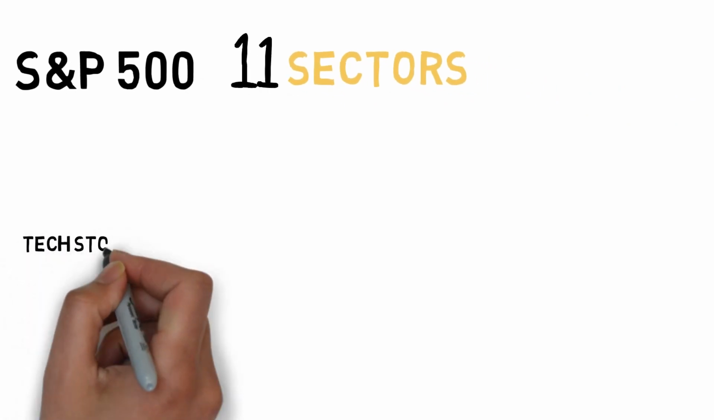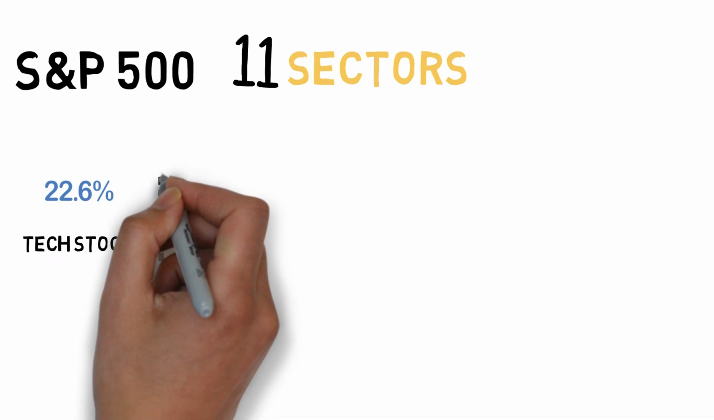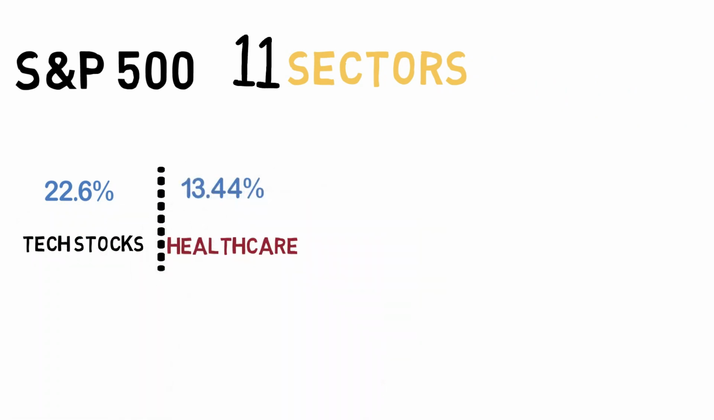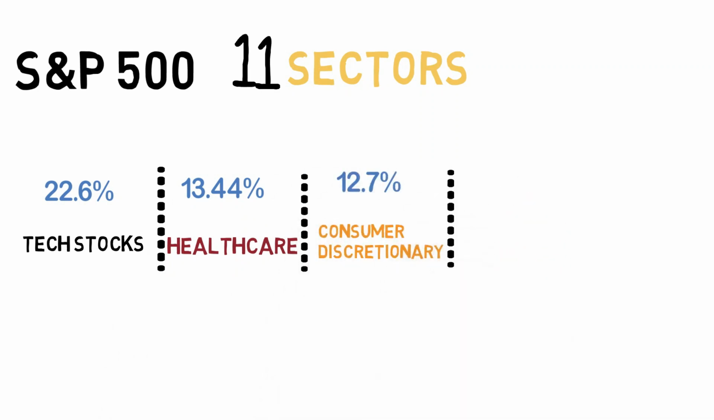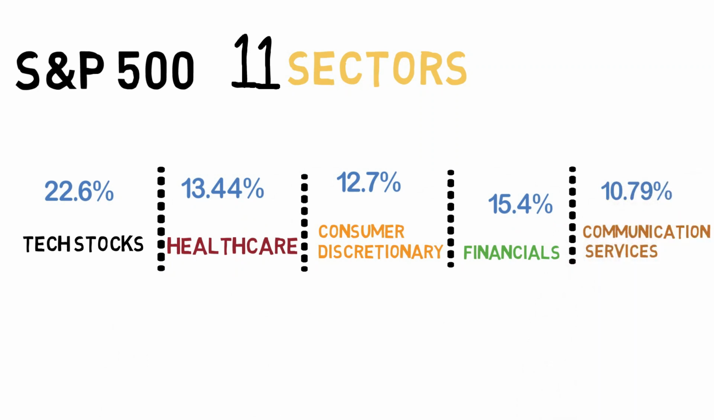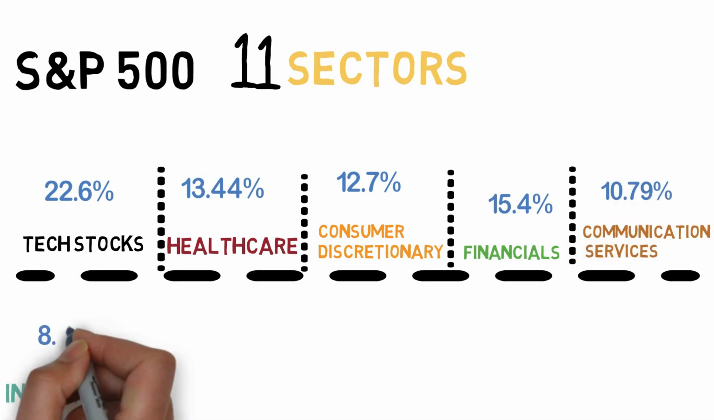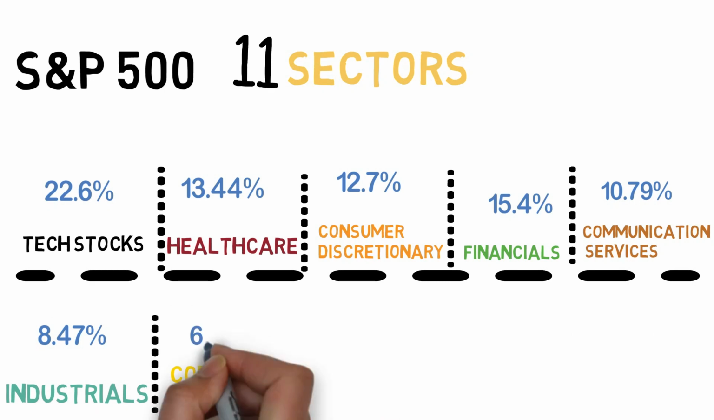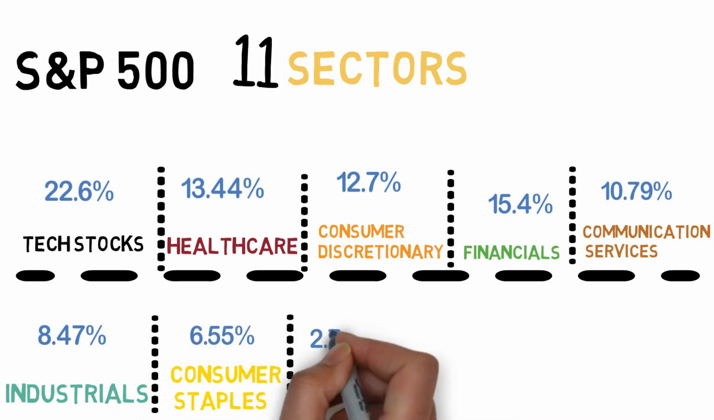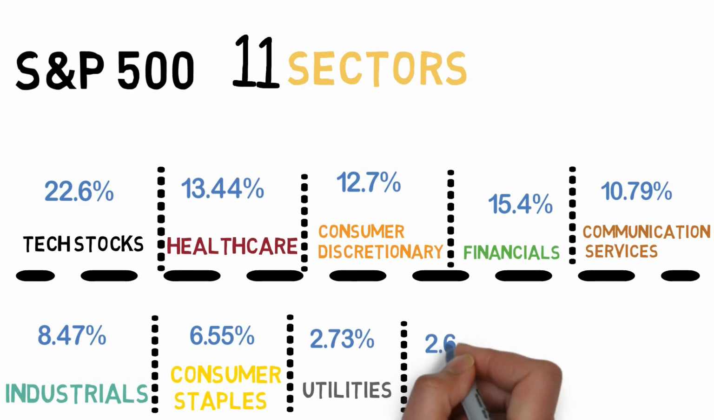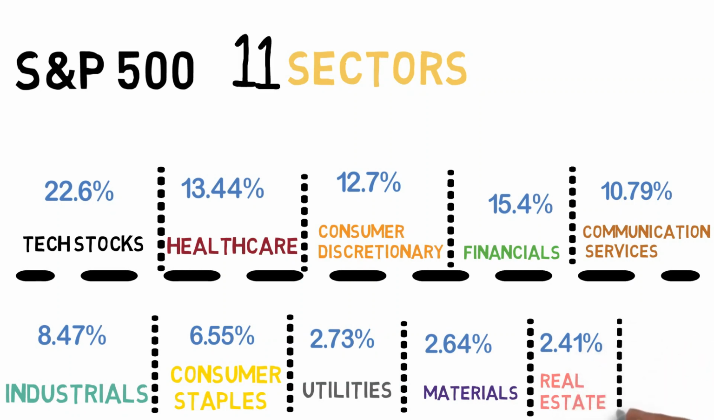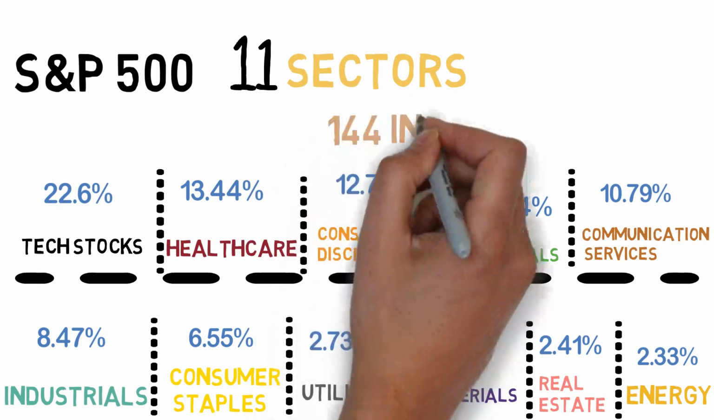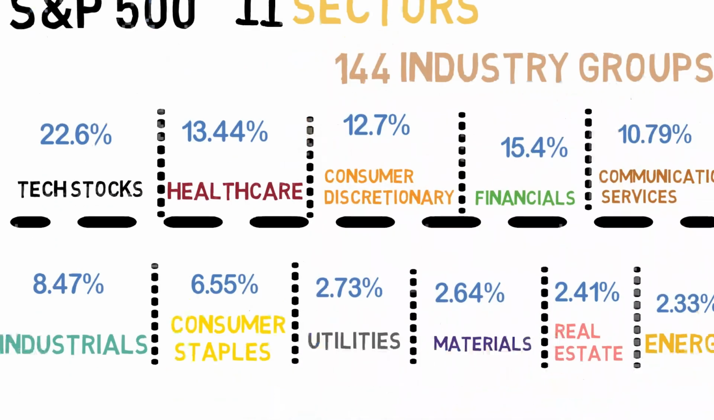The S&P 500 is divided into 11 sectors which have different percentage splits that make up the overall index. 22.6% of the stock in S&P are tech stocks. Healthcare contributes to 13.44% of the total stocks. Consumer discretionary makes up 12.7%. Communication services is 10.79%. Industrials is 8.47%. Consumer staples is 6.55%. Utilities is 2.73%. Materials is 2.64%. Real estate is 2.41%. And finally, energy is 2.33%. If we drill down even further on those 11 sectors, they are 144 industry groups.